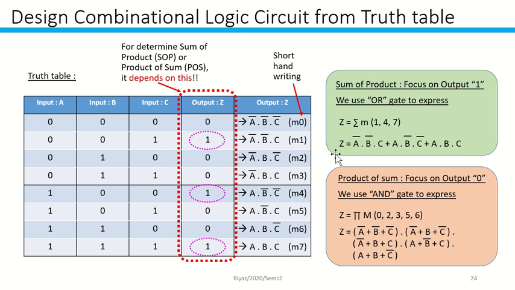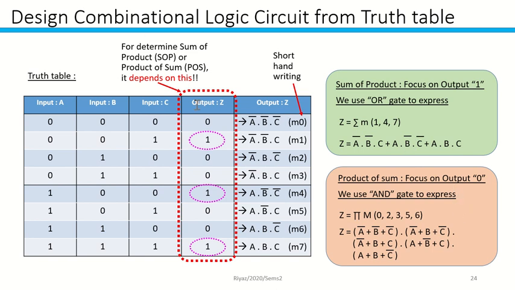So when you expand this particular shorthand writing, you're going to have A bar B bar C plus A B bar C bar plus A B C. So that's why you get this particular Boolean expression. Then later on you can draw from here, to become a combinational logic circuit.